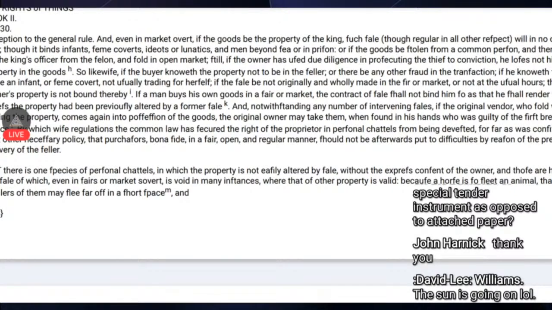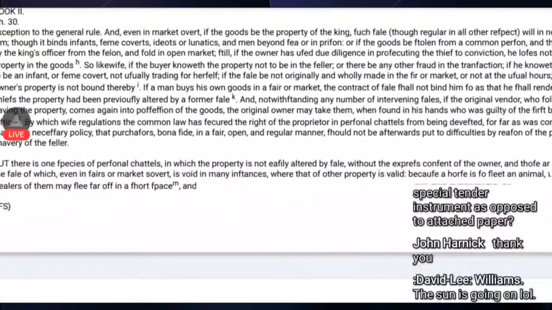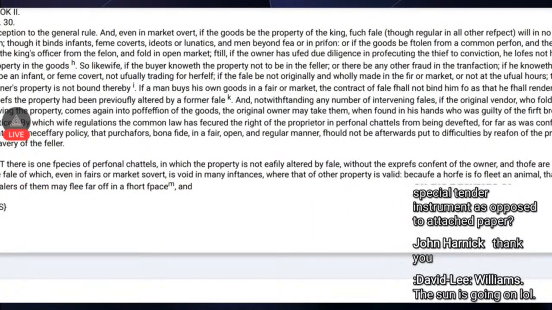So I'm going to read that one again. And even in market overt, now public open market, if the goods be the property of the king, such sale, though regular in all other respects, will in no case bind him, though it binds infants, femes covert, idiots, or lunatics, and men beyond the sea, or in prison. Or if the goods be stolen from a common person, then taken by the king's officers from the felon, and sold in open market.